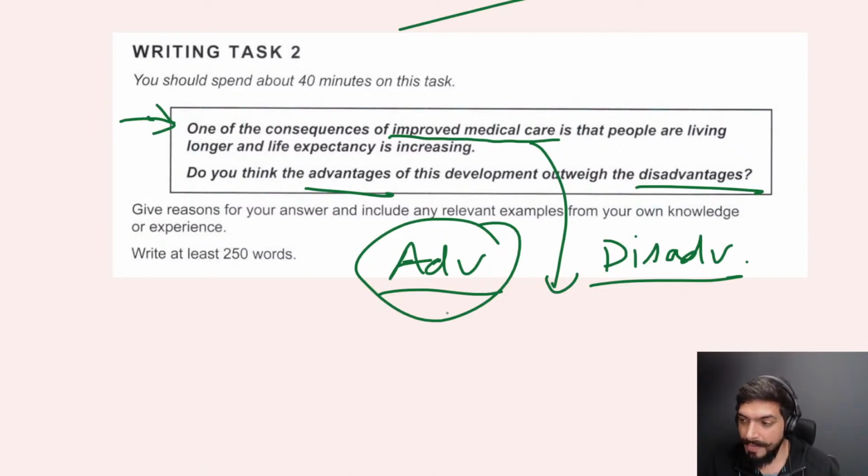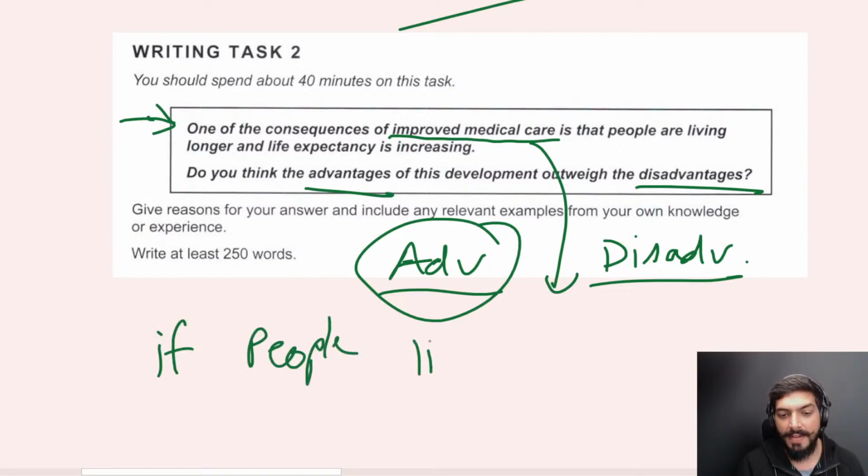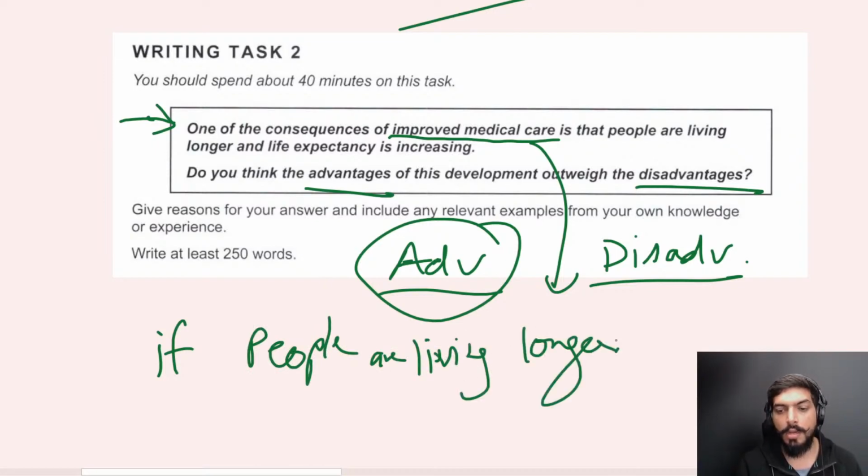If you think this question is about technical advancement in medical care, then you're wrong. See, this is what I said. Without understanding the question, if you jump for the answer, you're going to get issues. This question is not just about improved medical care. This question is about what will happen if people are living longer due to medical care. Now it is making sense.